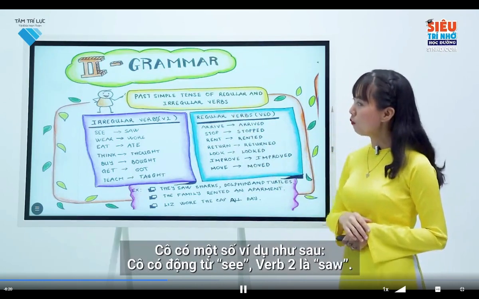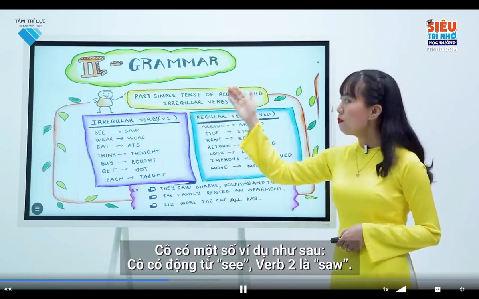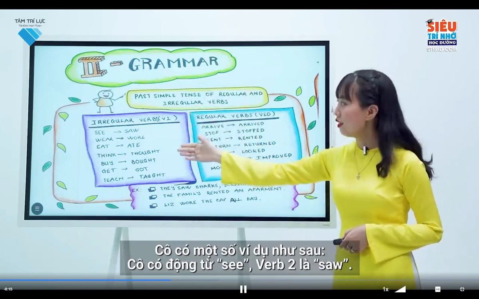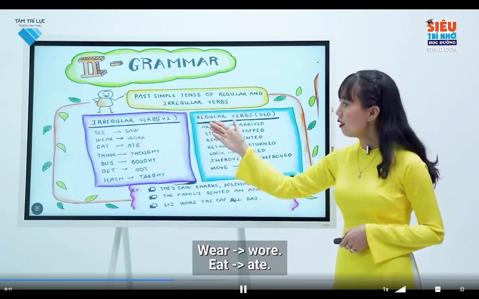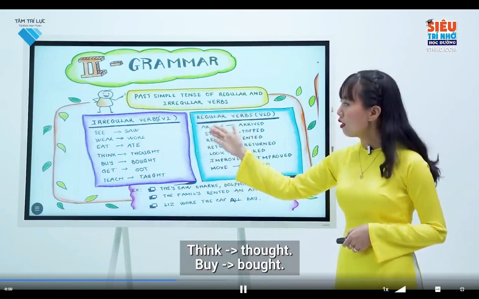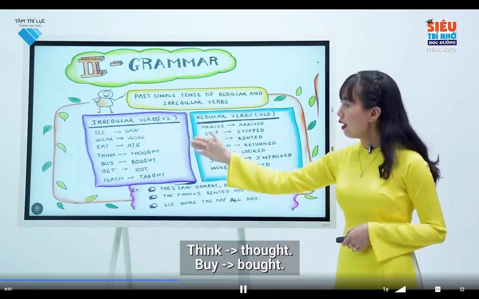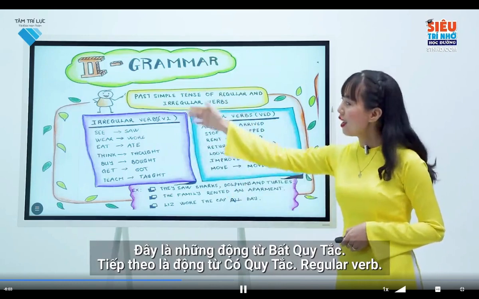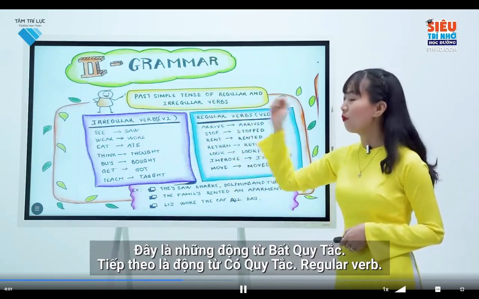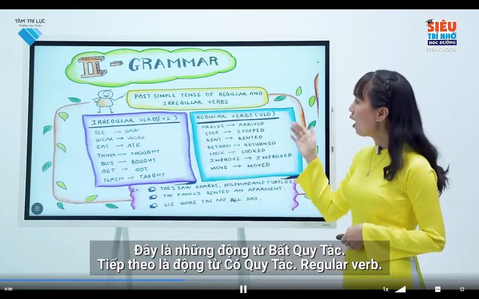I have some examples as follows. I have a verb, see. My verb 2 will be saw. Wear, wore. Eat, ate. Think, thought. Buy, bought. Get, got. Teach, taught. These are irregular verbs. Next, regular verbs.